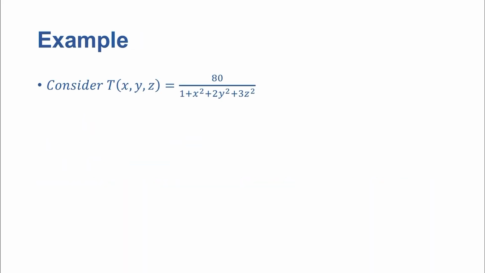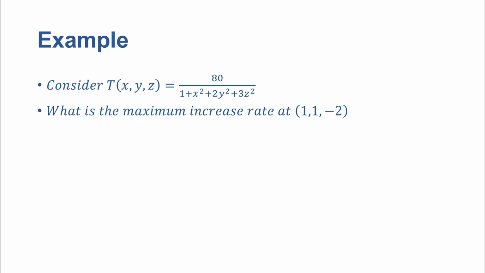Let's try an example here. Let's consider that the temperature at any given point x, y, z is modeled by the function 80 over 1 plus x squared plus 2y squared plus 3z squared. And I want us to find the maximum increase rate at the point (1, 1, -2).